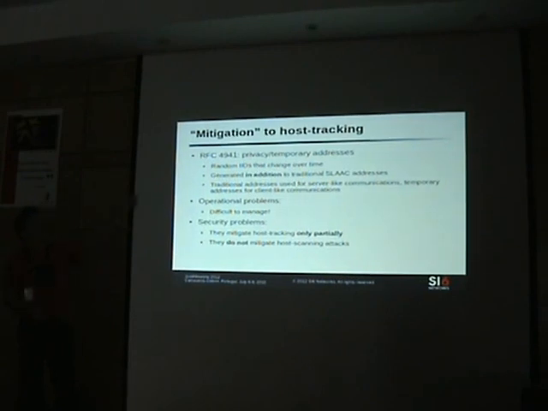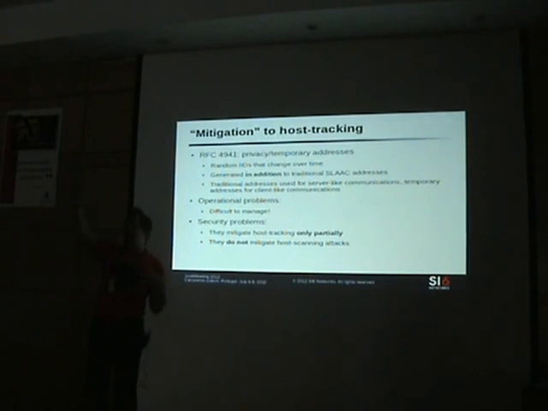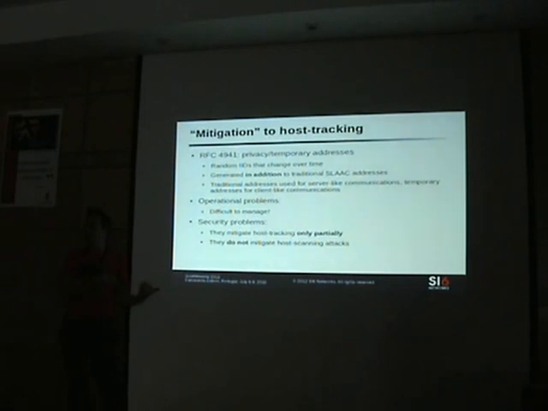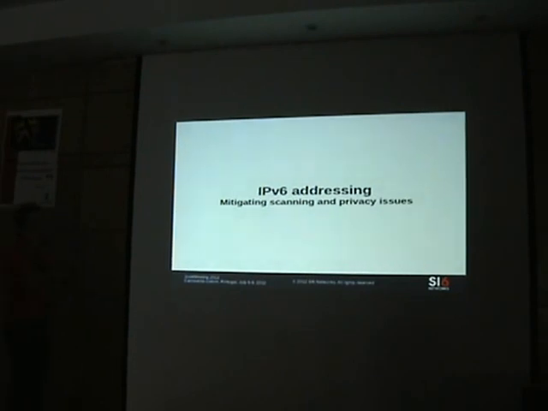So these temporary addresses mitigate the host tracking problem only partially. The idea is that when you connect to some public system, you'd use the temporary addresses rather than the traditional ones, but since those traditional addresses are still configured, it would be possible for an attacker to probe those addresses and see whether it's the same system that is connecting to the same server, for example. So what follows is what we came up with to actually solve this problem.